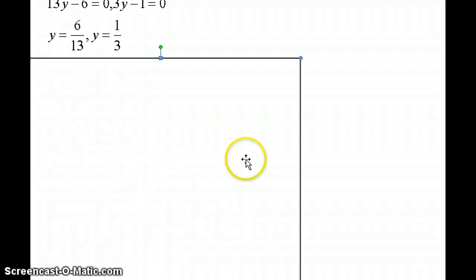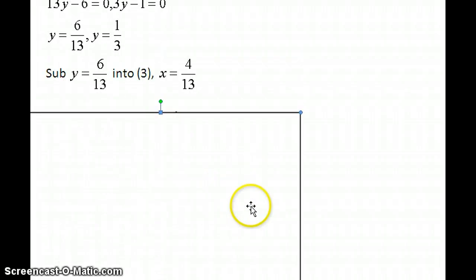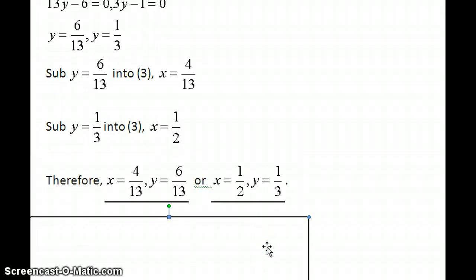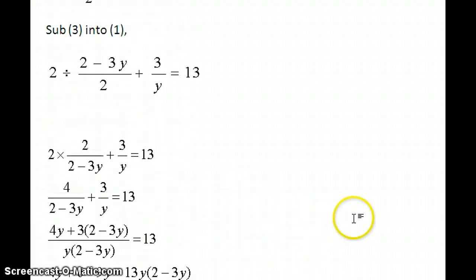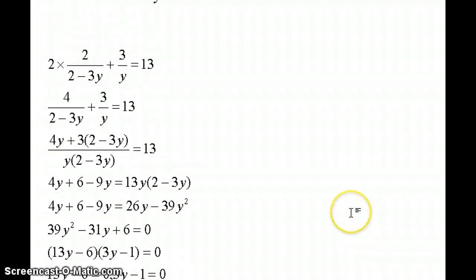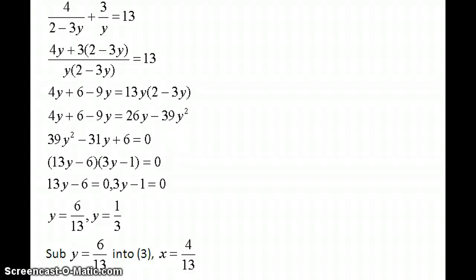So that's what I did. I substituted y equals 6 over 13 into equation 3, and I get the value of x. Same for the other value of y. So therefore, we get x equals to 4 over 13, y equals to 6 over 13, or x equals to half, y equals to 1/3. Now we have solved the very, very complicated looking example. So please continue working on this, and you get the hang of it really soon.